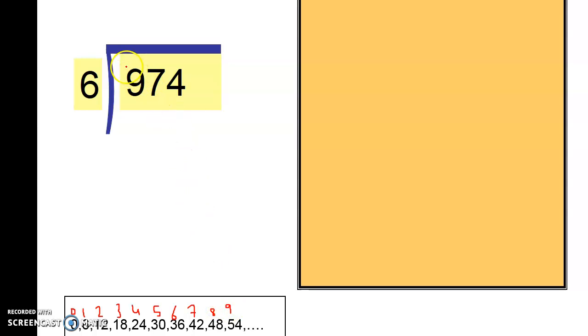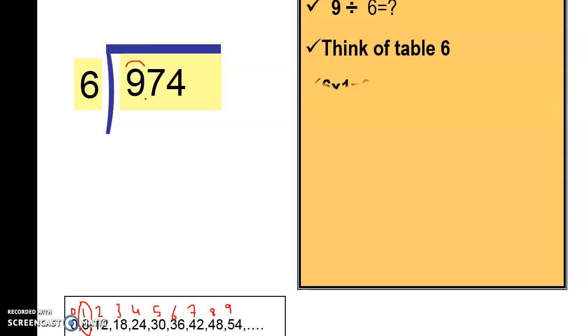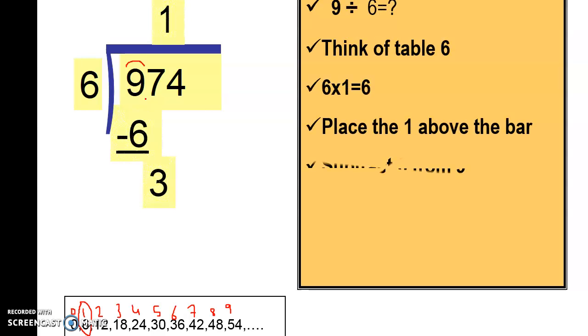Let's look at the dividend and look at the first digit. 9. Is it less than 6? Less than the table? No, it's bigger. So we can't choose two digits. We have to stop here and choose just one digit because it's bigger than 6. 9. Which number is very close to 9 in table 6, and less than 9? It's 6. So we have to place 1 up and 6 down under 9.